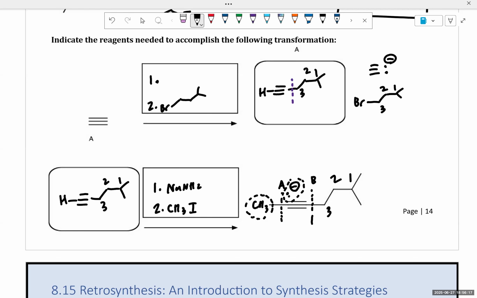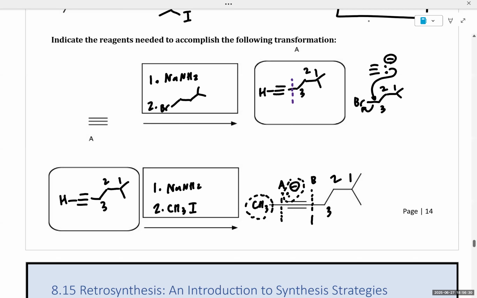Okay, and then to make the acetylide ion, I'm going to use sodium amide. So in a forward sense, I check and everything works out. Everything looks good. So as you can see, we can use polyalkylation of alkynes to prepare complex polysubstituted alkynes. Really powerful stuff.